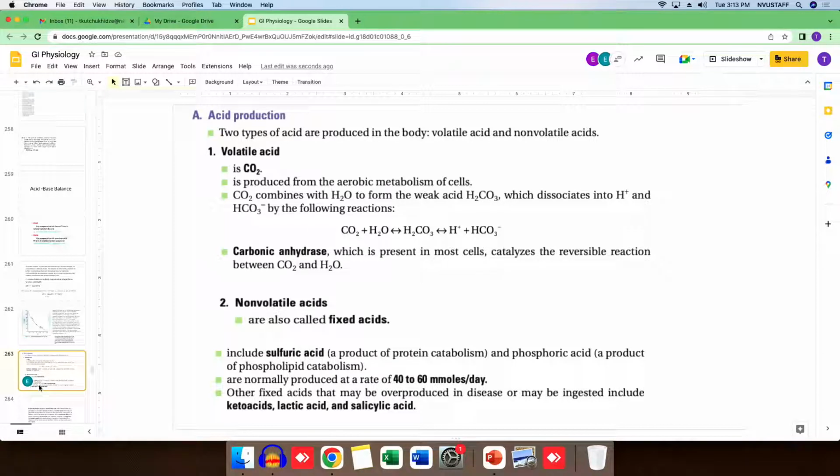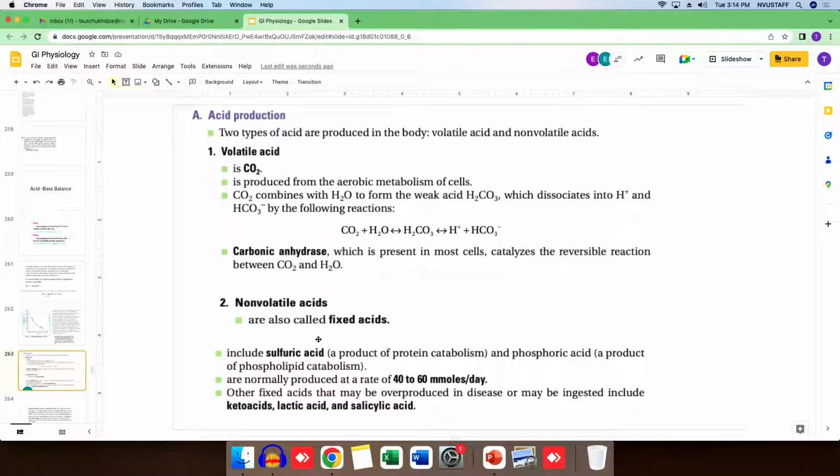When it is combined with water, this reaction goes on, and it is the basic reaction for acid-base balance normally. So CO2 plus water, which enzyme do we have here? Carbonic anhydrase, which gives us H2CO3, and then it can dissociate into H plus and bicarbonate. Carbonic anhydrase does this reaction. CO2 is our volatile acid that gives us the proton and also the bicarbonate, which is an alkaline molecule.